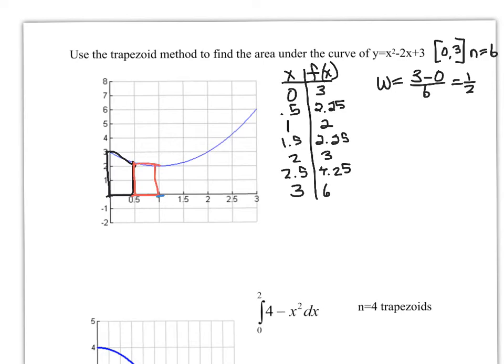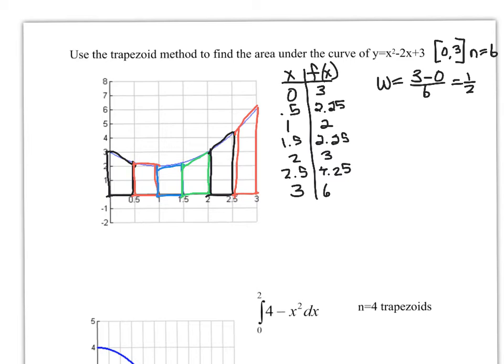The next one will go from 1 to 1.5. There are my endpoints and connect. Then I've got one going from 1.5 to 2, going up to the curve at each endpoint of the interval and connecting those endpoints. From 2 to 2.5 will be my next one. Connect the endpoints. Notice that really what I'm doing is making secant lines to connect those endpoints. So connecting my last two from 2.5 to 3, I see that I have 6 trapezoids.